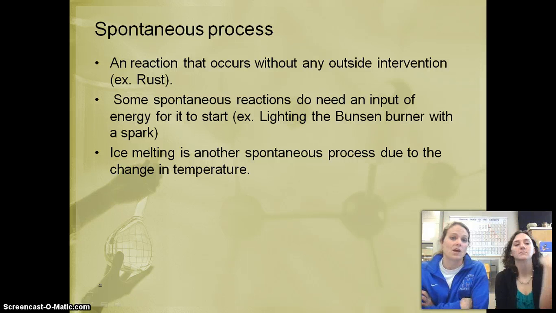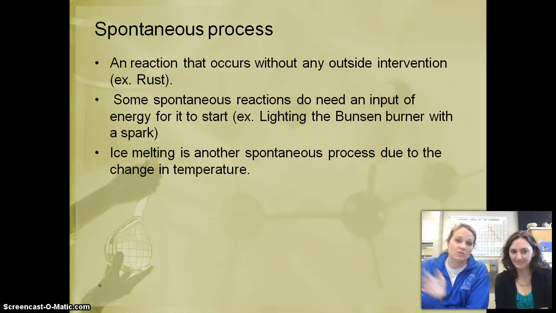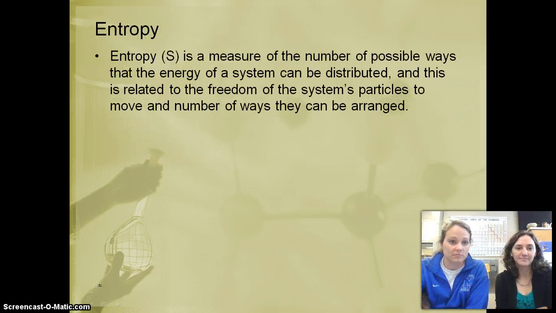Another one may not need you to put in energy at all. It just needs the change in temperature, such as ice melting. This is a spontaneous process. You're not standing there doing something to it. You just have the temperature change and ice will melt, or if it gets too cold, it will form ice. So that's moving through your physical changes.